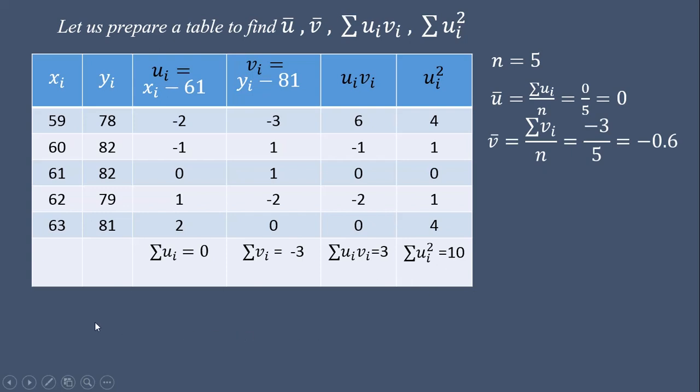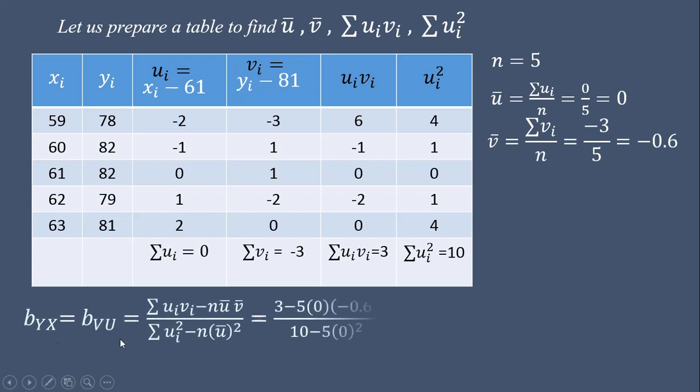Okay, now here we have found these values u bar and v bar. Now we find this bxy. Only we have to write the formula, substitute the values and get the answer. Byx. Now instead of y we have v, instead of x we have u. So byx is equal to bvu is equal to summation ui vi minus n into u bar v bar upon summation ui square minus n into u bar to the square. It is equal to summation ui vi, 3. We substitute here 3 minus n is equal to 5.